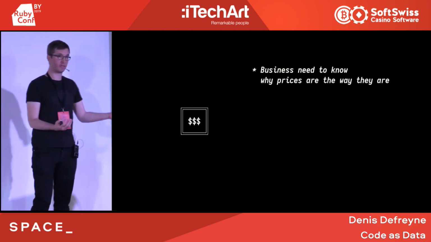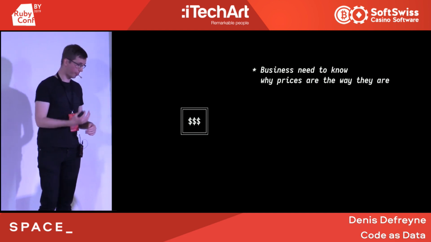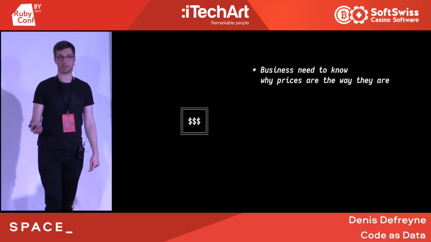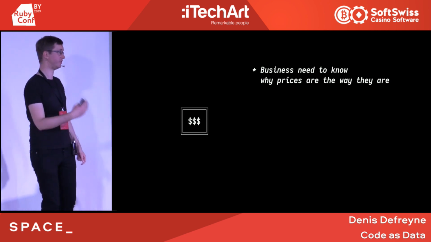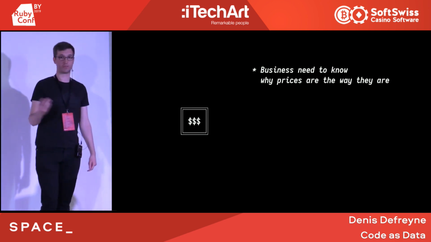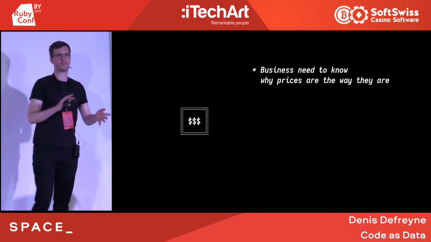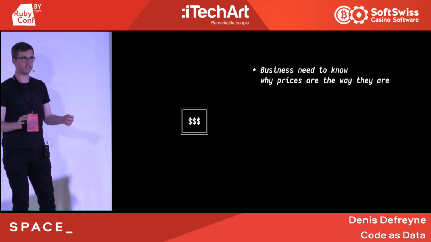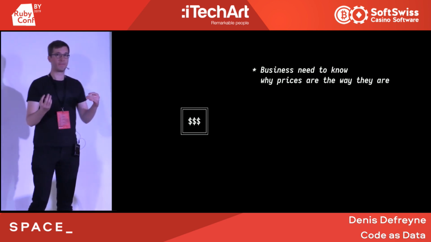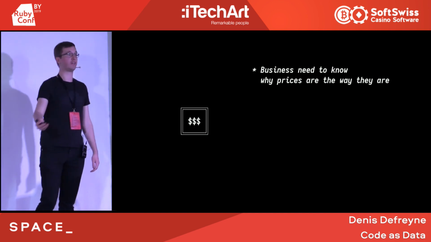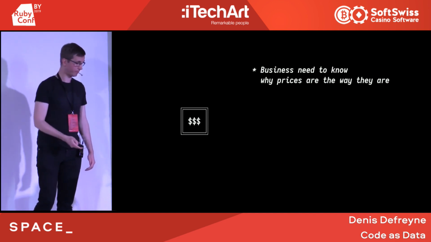Business people need to know, or often ask, why prices are the way they are. Sometimes there are prices that are very high or very low, and then business inquires why that is. Now, there is a system for generating a breakdown for this price, but it's not very detailed, so the business people do need to get in touch with the development team.